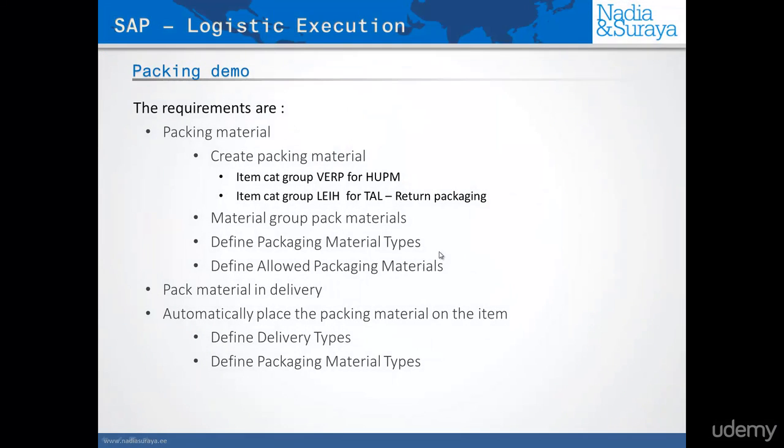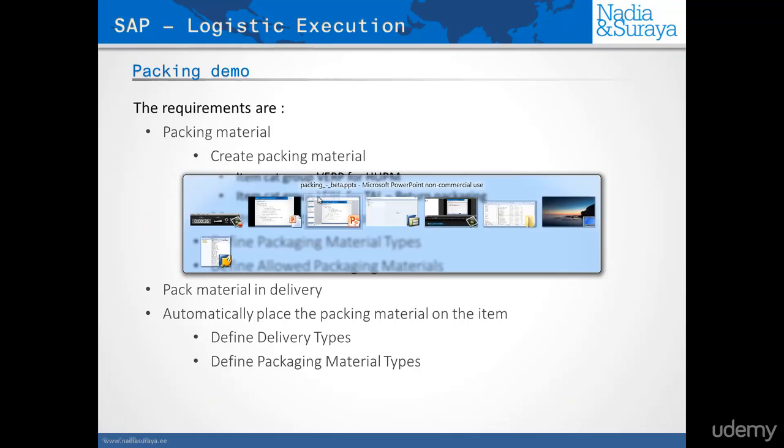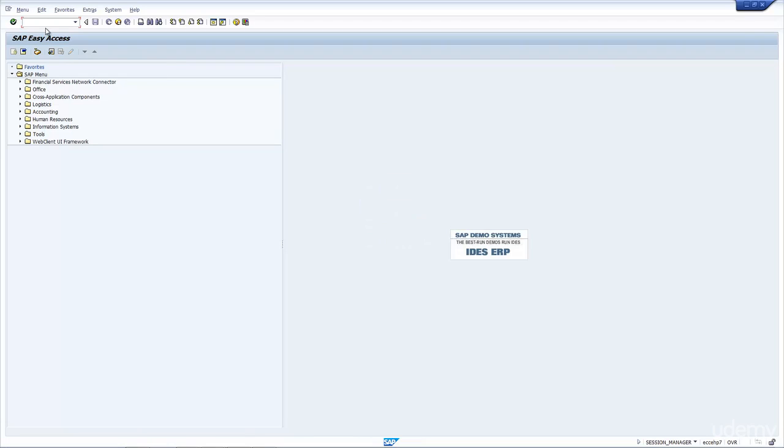So now that we've seen how the packaging is used in SAP, let's now have a look at how we set it up. The first thing that we need to do is actually create the packing material. So we can either create a packing material with the group VERP or the group LEIH here for returnable packaging. So let me create a new material, MM01 to create a new material, and we can have a look at the material type.